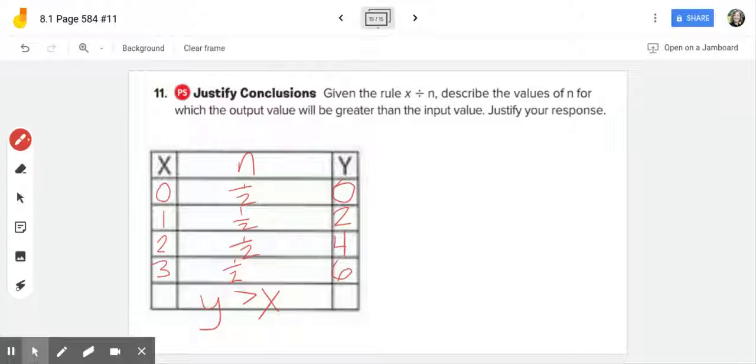So our answer is that n has to be between 0 and 1 in order for y to be greater than x. The reason is because when we are dividing by a fraction, we're really multiplying by the reciprocal, so it's going to get bigger. All right, hopefully that's helpful to you for problem number 11.